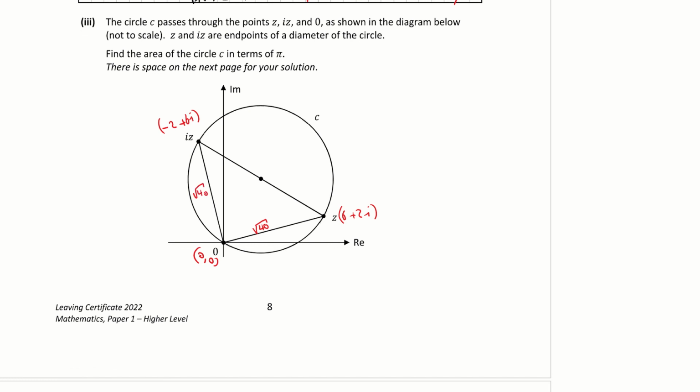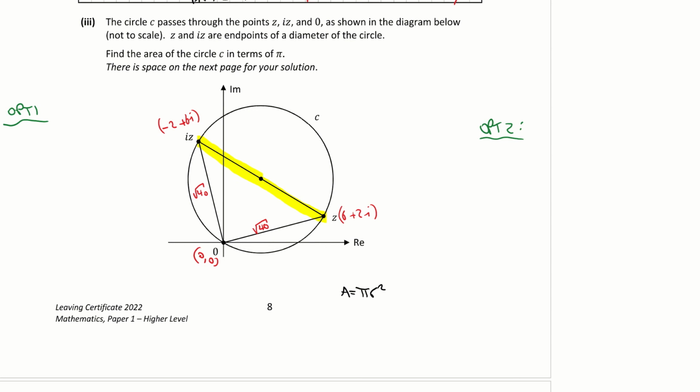Now there's two ways we can work out the area of the circle. In order to find the area of a circle, first of all, we need to get the radius, because the formula for the area of a circle is pi r squared. So to get the radius, there's two ways of doing it. I'm going to do option 1 over here and option 2 on this side. Option 1 is simply to get the distance between the two coordinates, z and iz, and then halve that distance to get the radius, because I'm getting the diameter here.